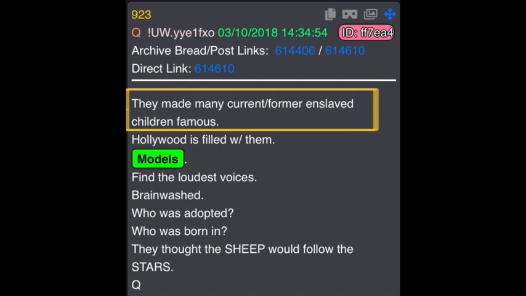Now remember, Q post 923. They made many current / former enslaved children famous. Hollywood is filled with them. Models, find the loudest voices, brainwash, who was adopted, who was born in. They thought the sheep would follow the stars. Okay, and this goes back to the cult runs the world, guys. Q-Post. It's pretty easy to decode that one.